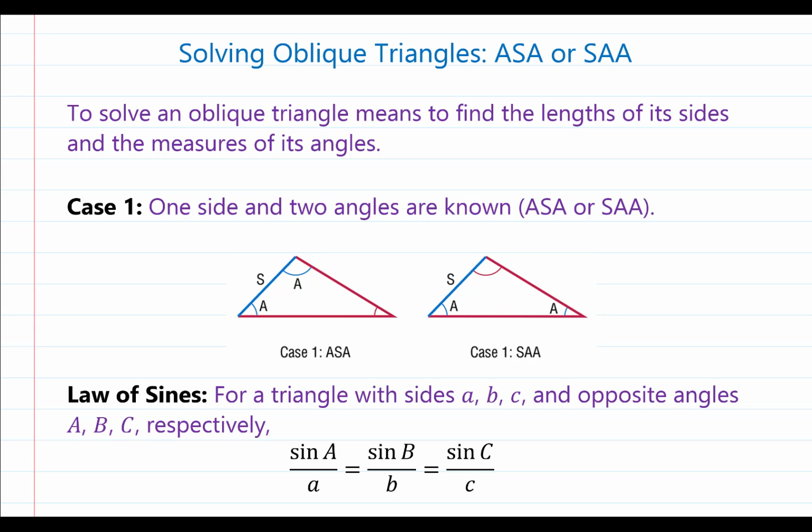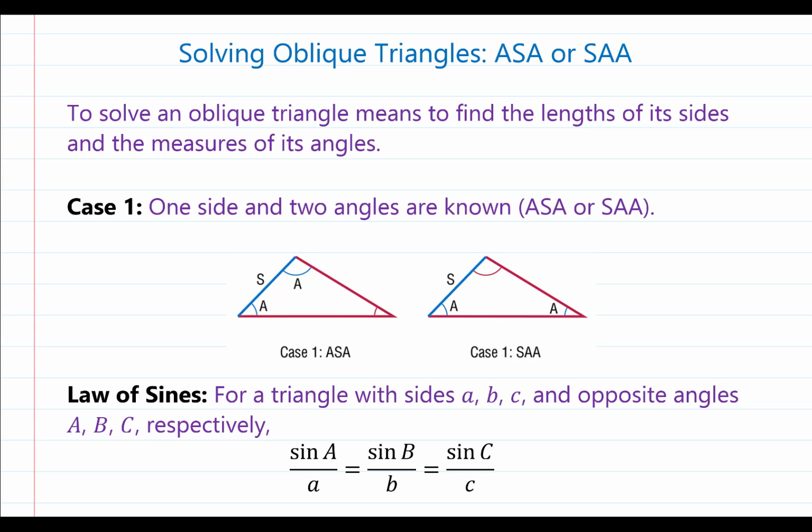Now first, an oblique triangle is a triangle that is not a right triangle. So we're talking an obtuse triangle or an acute triangle. Secondly, to solve a triangle means to find the lengths of its sides and the measure of its angles. So in this case, we're looking at finding the unknown angle and two unknown sides.